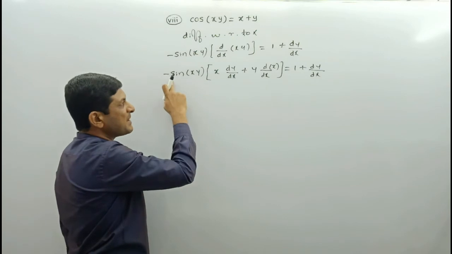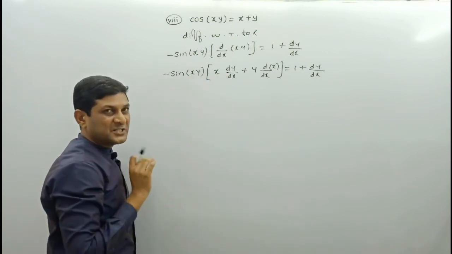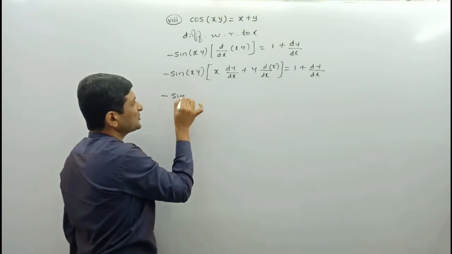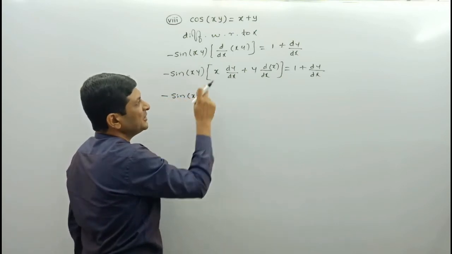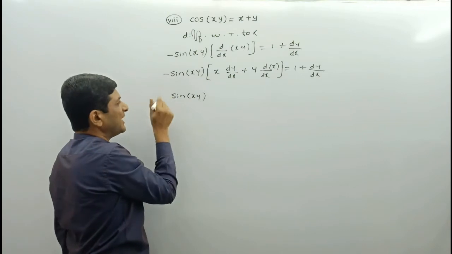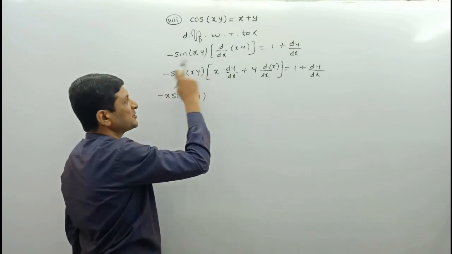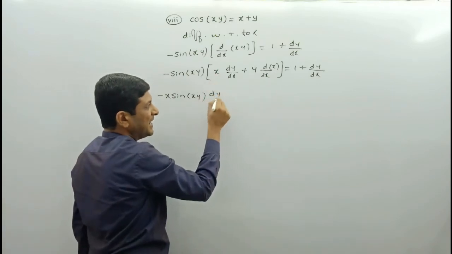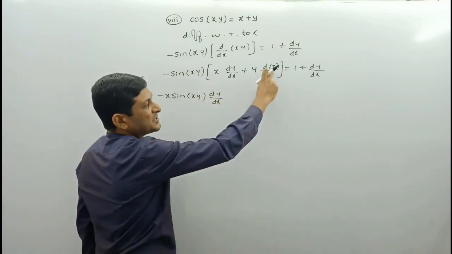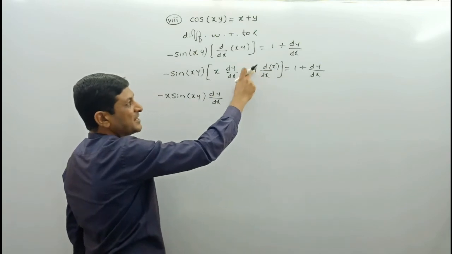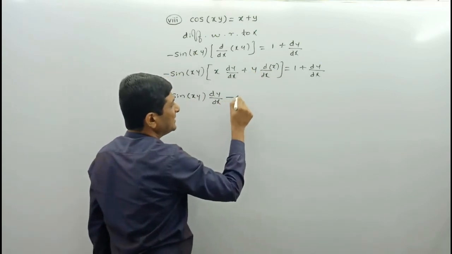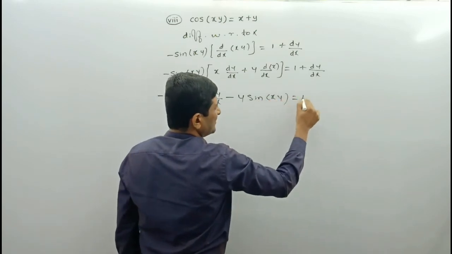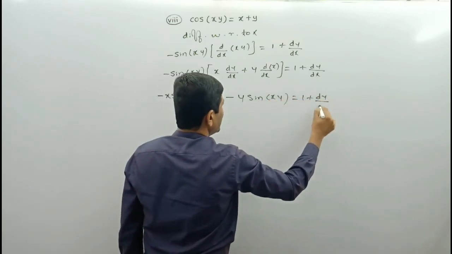Now I am multiplying by minus sine xy to both the terms in this bracket. Let us see what we are getting here. Minus sine xy into x dy by dx is minus x sine xy into dy by dx. Now what is the derivative of x? 1. 1 into y is y, and multiplying by y, here we will get minus y sine xy, and on this side 1 plus dy upon dx, keep it as it is.